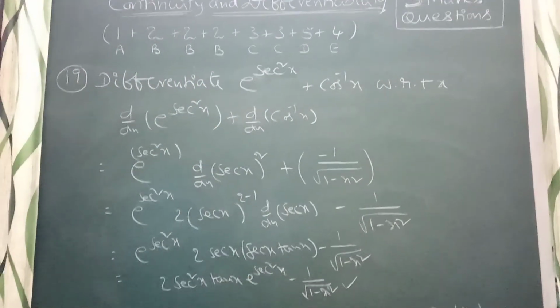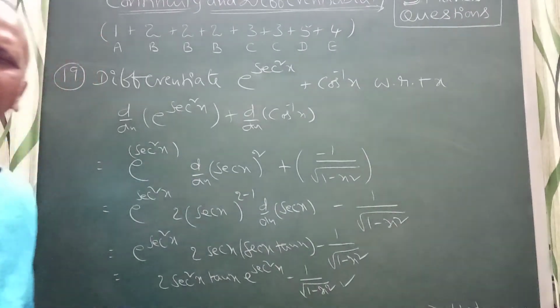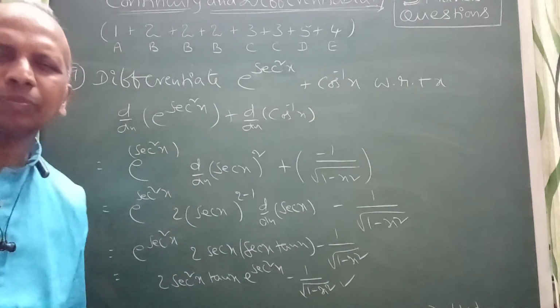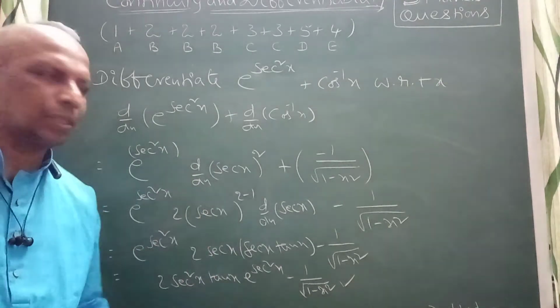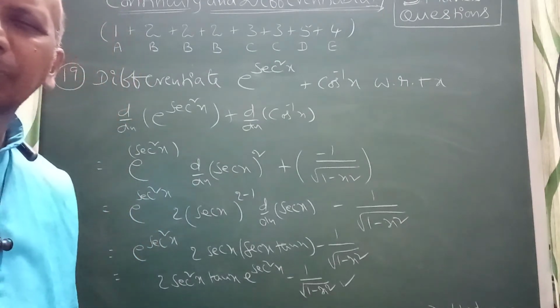I can write like this, root of 1 minus x square. You can solve with this. That will be the required answer. Almost your 19 problem. One more problem I will explain now.